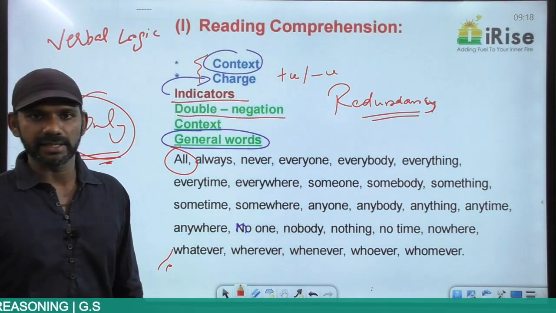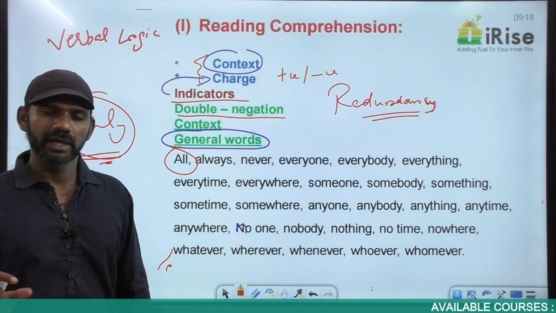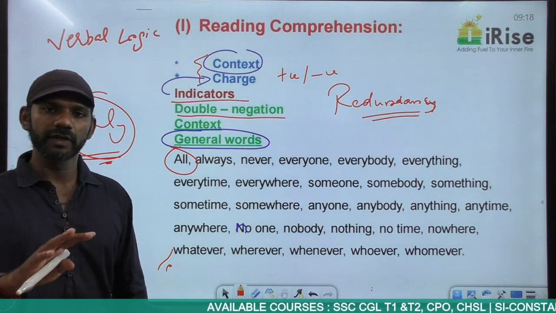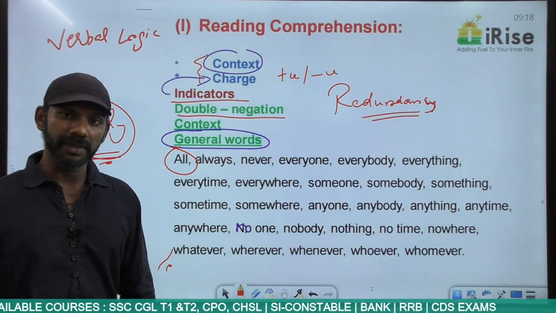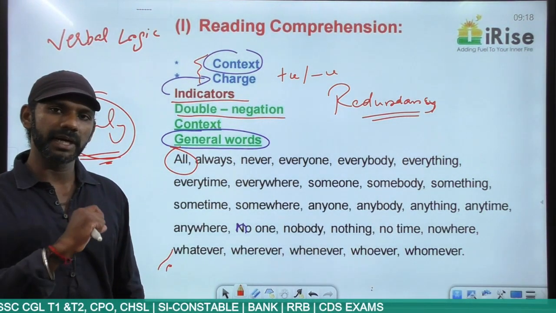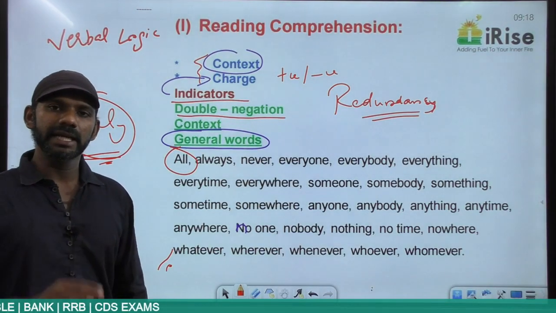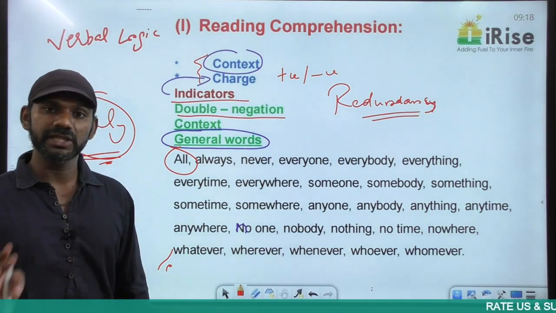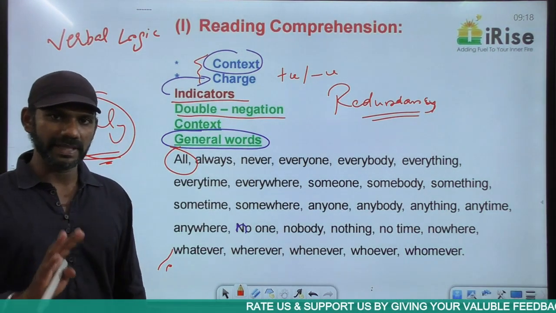Now what I mean to say is this. If what is there in the option is general, what is there in that part of the passage must also be general. If not, eliminate. Similarly, if what is there in the option is specific, what is there in that part of the passage must also be specific. If not, eliminate. It can never be general and specific or specific and general. It must always be general and general or specific and specific. Always. I'll give you some examples.